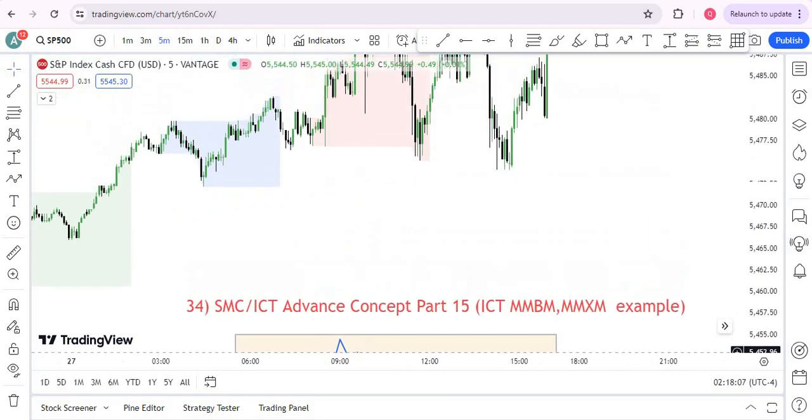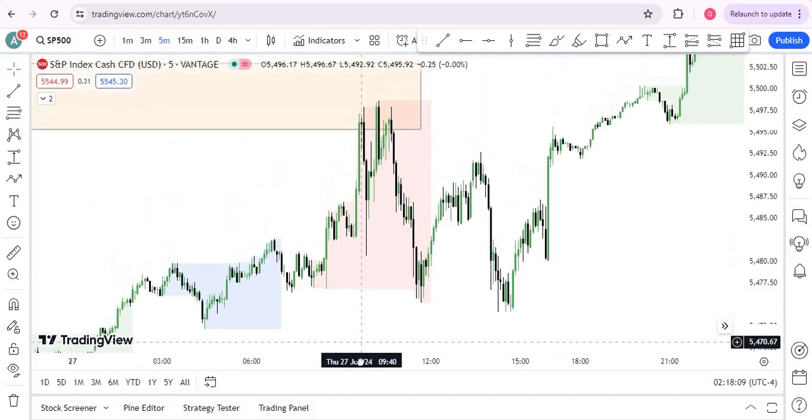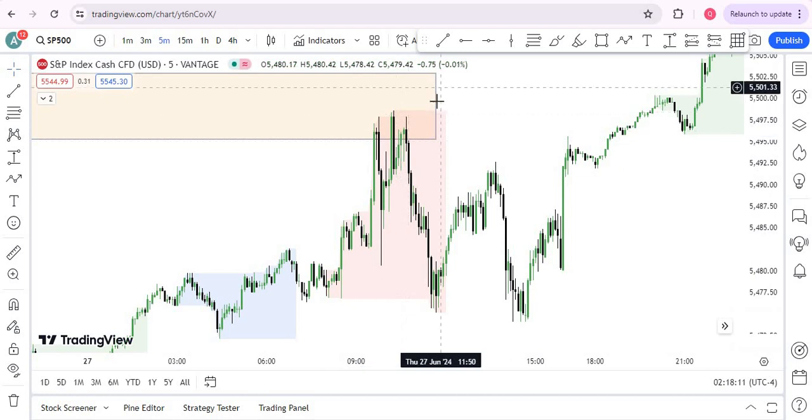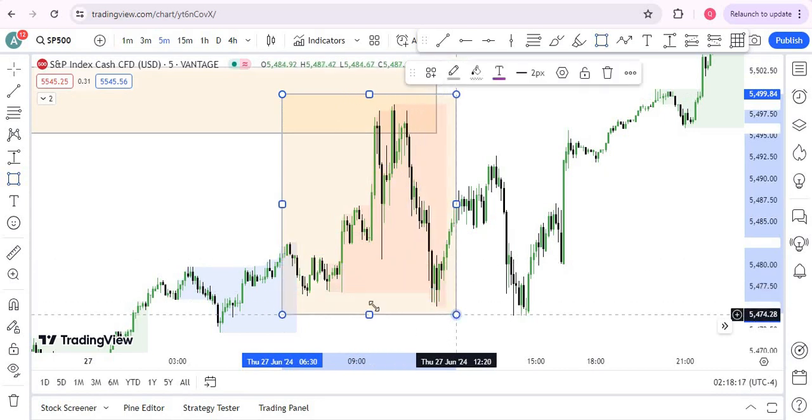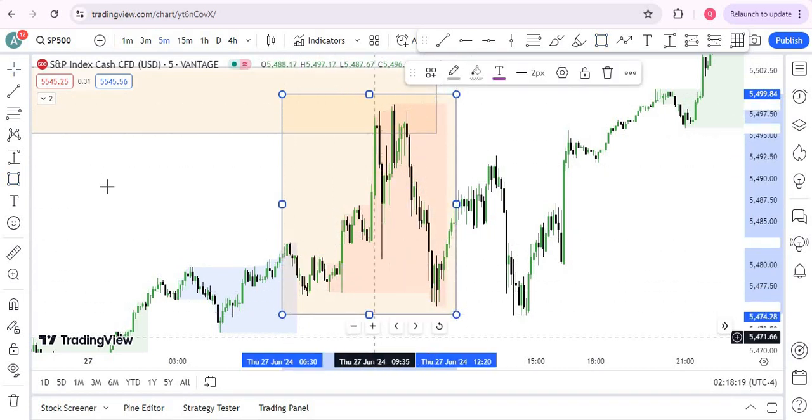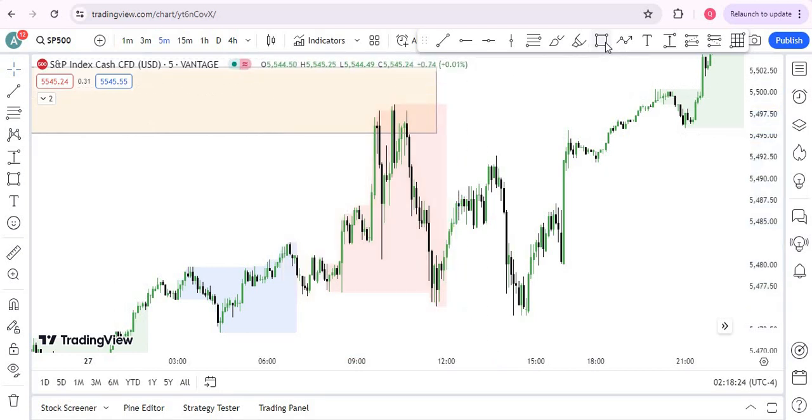Let me show you the example in the chart. So we have this 4-hour fair value gap. Folks, now pause the video and see what happened in this specific area. If you didn't pause, it's your fault.